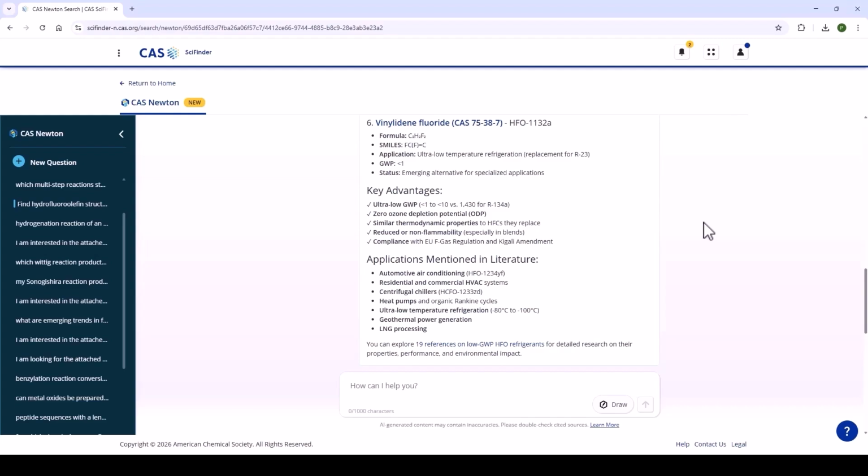Is there a way in CAS Newton to also say, what is a very recent and a very highly respected review article on a particular topic to get a good start on the particular subject area, maybe compare that a little bit to the information that we see Newton analyze for us here?